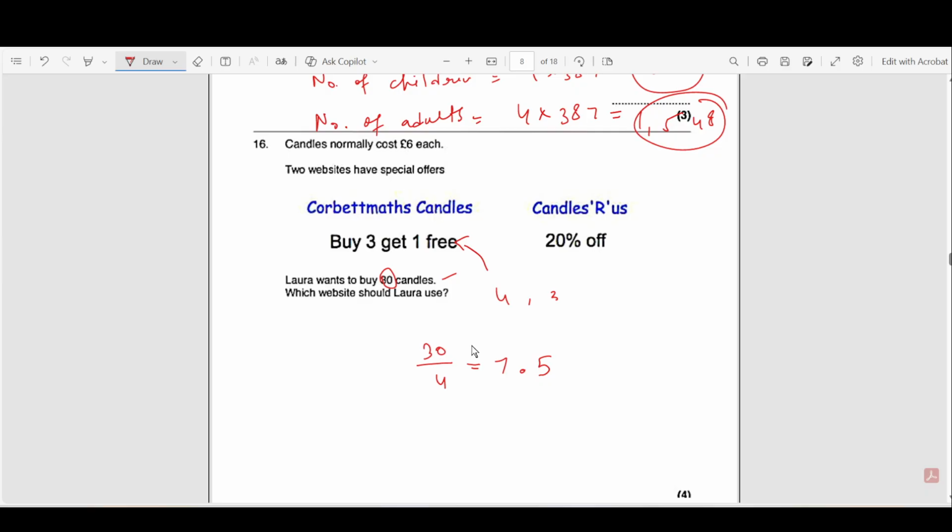Since she cannot buy half a set, she must purchase enough sets to cover all 30 candles. This means she needs 8 sets of 4 candles. So that would be 8 times 3, which is 24 candles paid for. To calculate the total cost, each candle costs 6 pounds, so we do 24 times 6, which is 144 pounds.